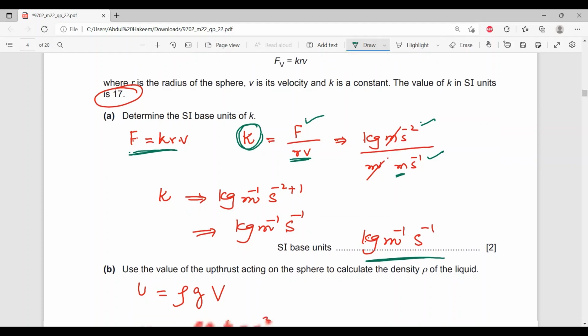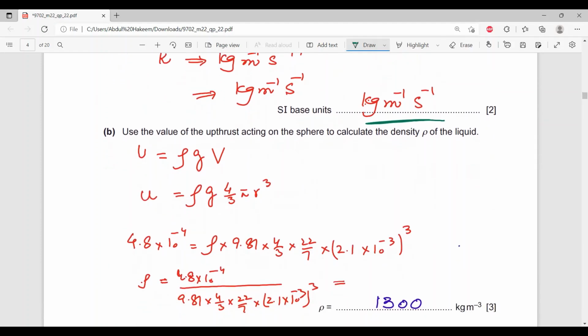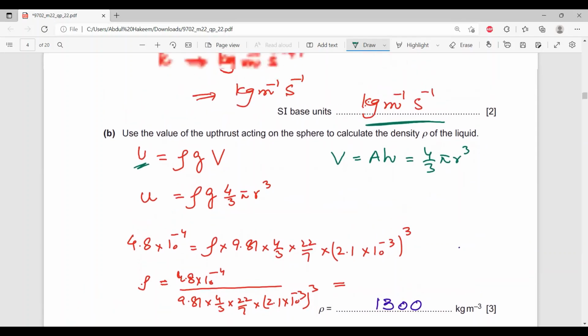Now move to the next question. Use the value of the upthrust acting on the sphere to calculate the density. Look, upthrust U is equal to rho GV, where V is the volume. For the sphere, the volume is 4 by 3 pi r cube. So the density rho, G acceleration due to gravity, and for the sphere the volume is 4 by 3 pi r cube.